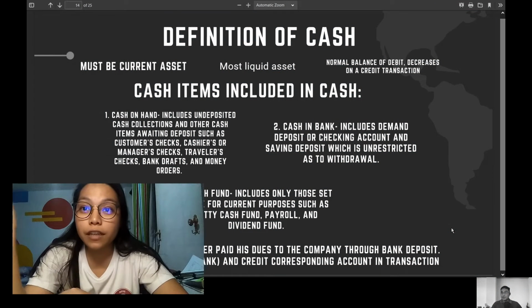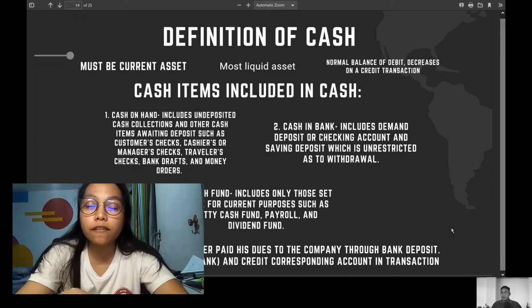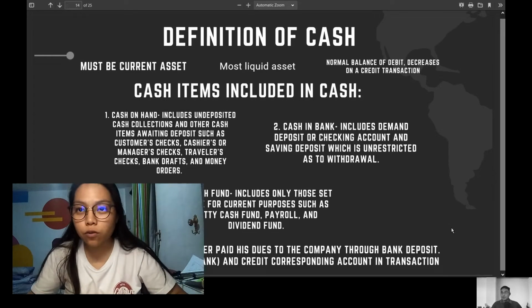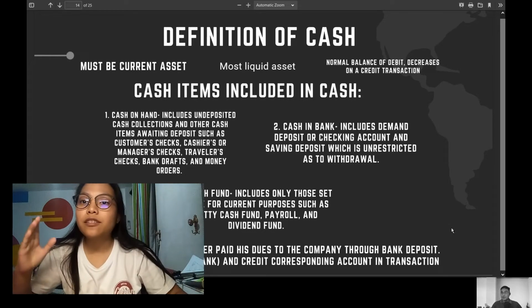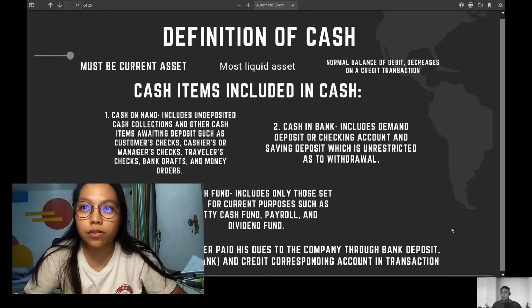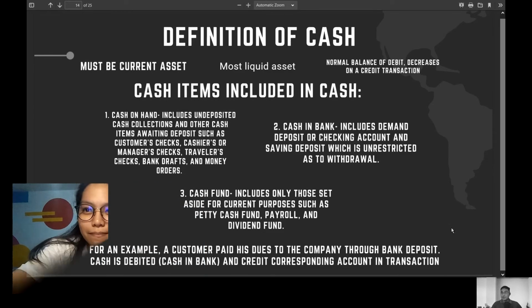We must never forget that cash does not only refer to money or yung pera in itself, but it also includes negotiable instruments that are payable in money and acceptable by the bank for deposit and immediate credit, like checks, bank drafts, and money orders.